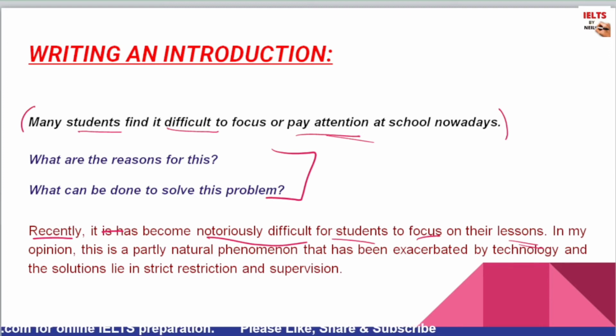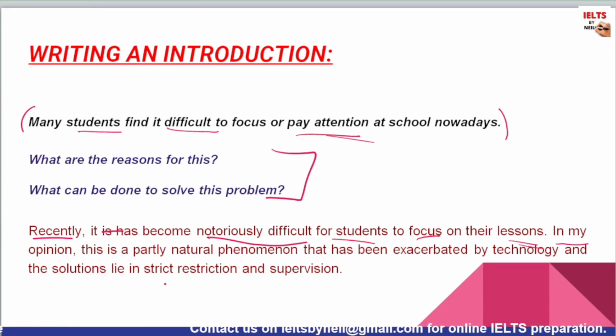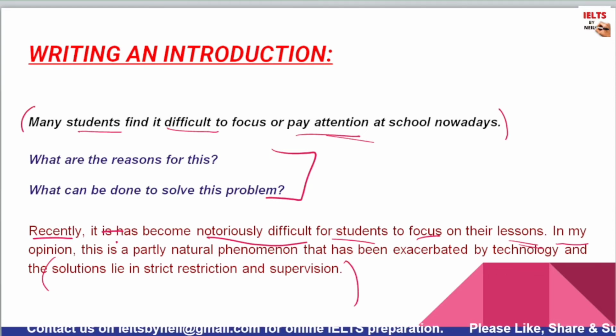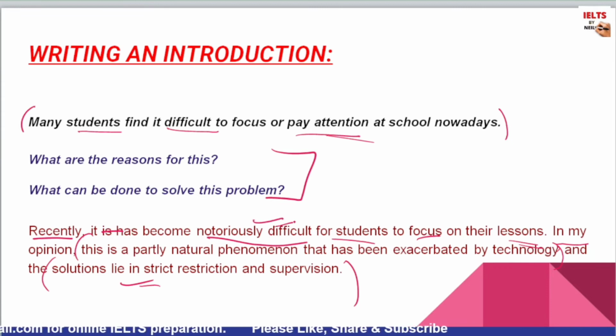Now let's have a look at the outline statement. That is, in my opinion, this is partly a natural phenomenon that has been exacerbated by technology, and the solutions lie in strict restriction and supervision. So I have talked about some solutions and I have talked about some problems here. So this is our outline statement and this is our paraphrase.